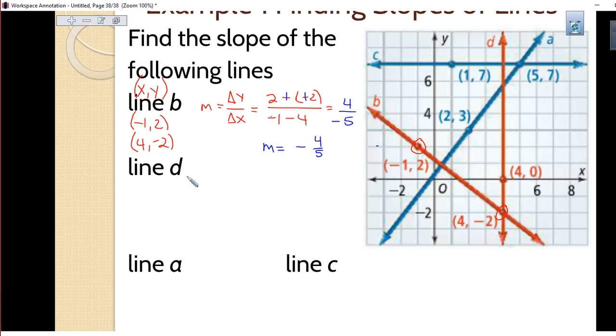So now using this, I want you to find the slopes of line D, A, and C. So pause your video and come back and check your answers when you're done.